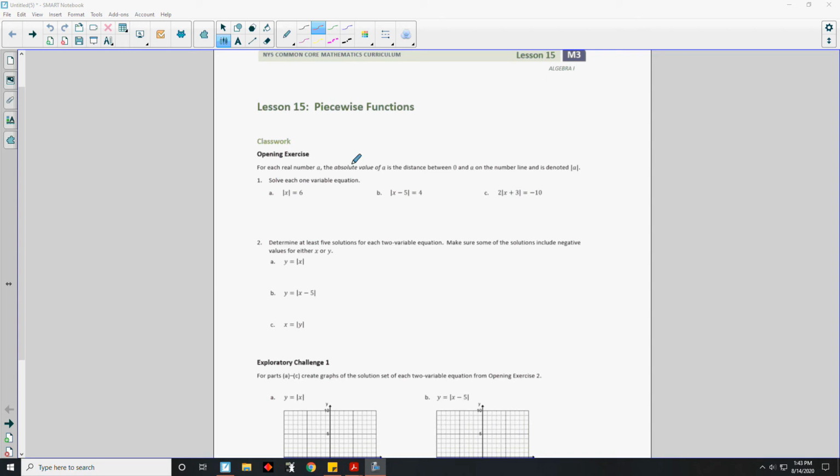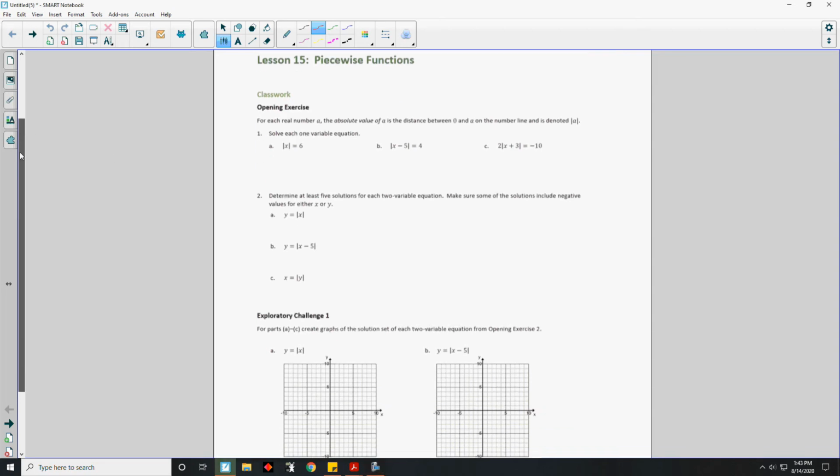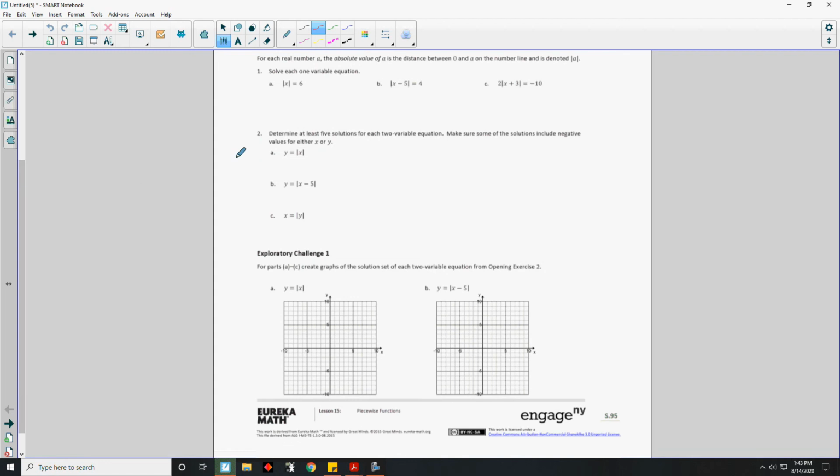Okay, so here we go with the classwork. Opening exercise. For each real number a, the absolute value of a is the distance between 0 and a on the number line and is denoted as absolute value of a. Solve each one variable equation. Okay, so we have the absolute value of x equals 6. So when we're solving absolute values, we can be on the right side of the point that they're talking about, or we can be on the left side of that point.